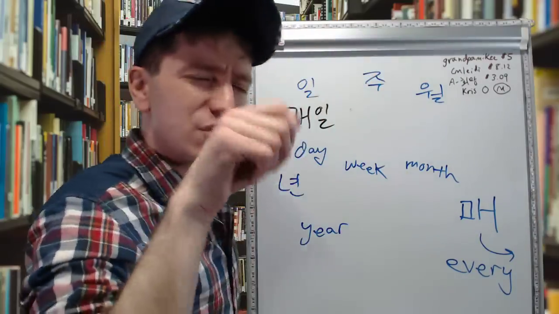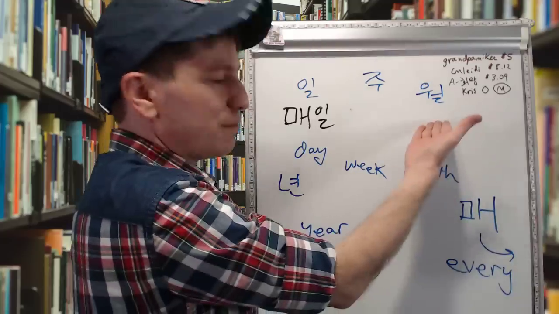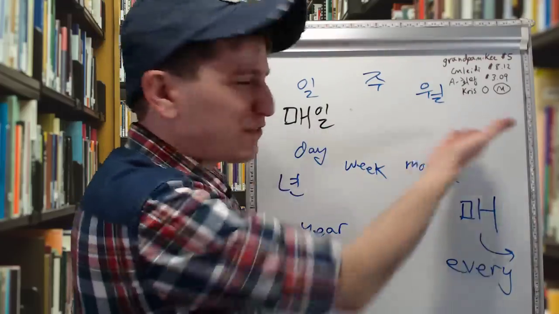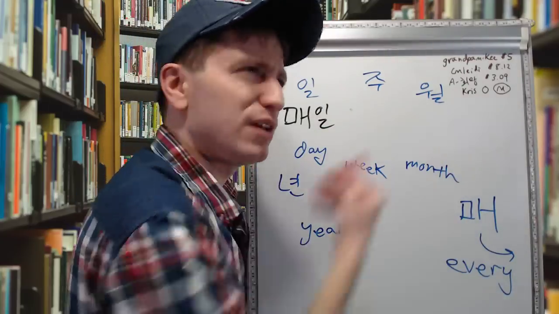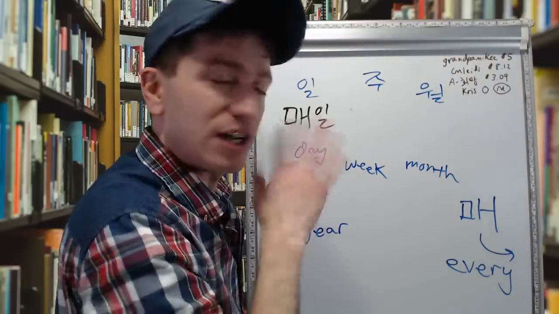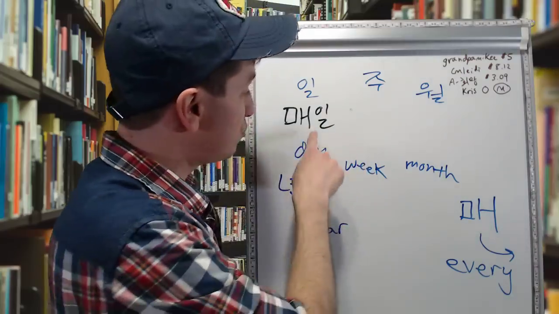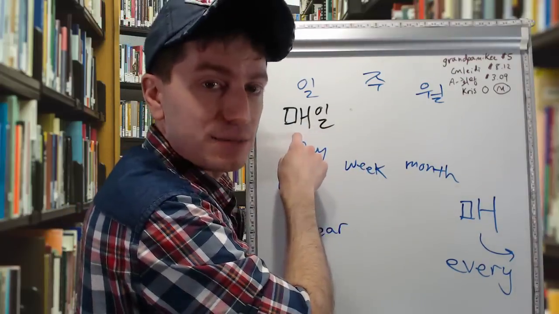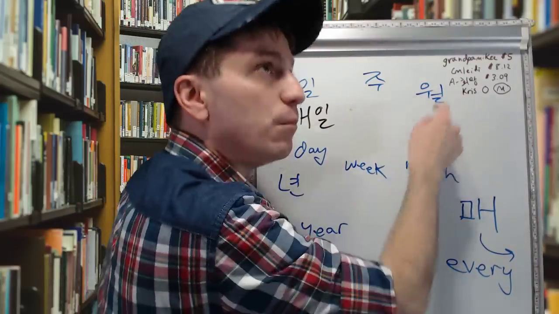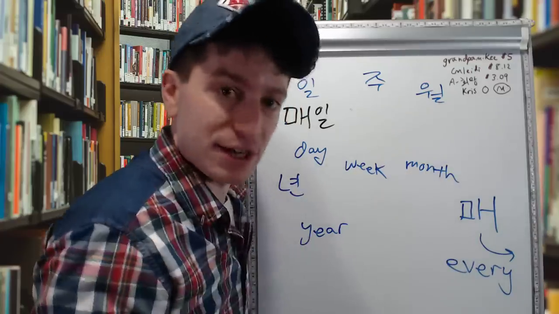Okay. Huh, interesting. If someone were to then say to you, mei wol, you would have to learn that word separately, right? You'd be like, what's mei wol? Oh, you look it up in your dictionary. Oh, every month. No. Now you just know, the mei in mei wol means every. So mei wol. Wol means month, so every month. And there you go.